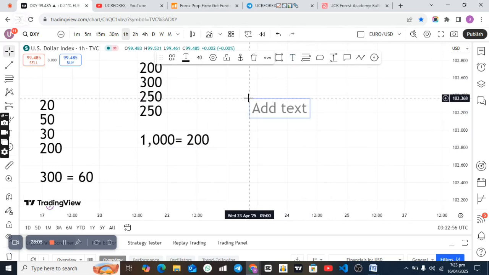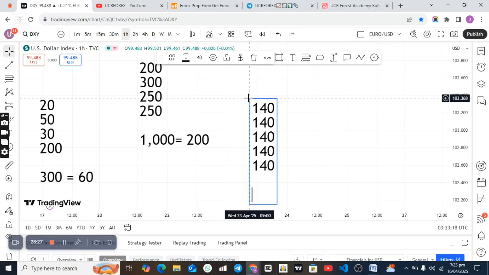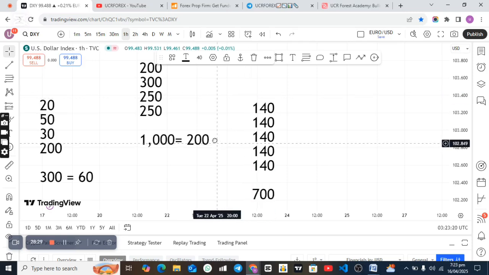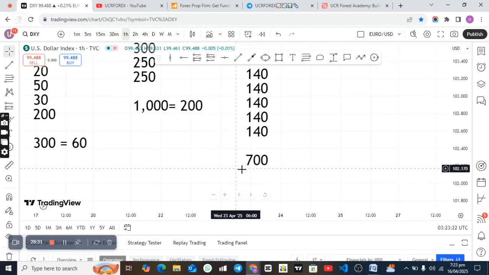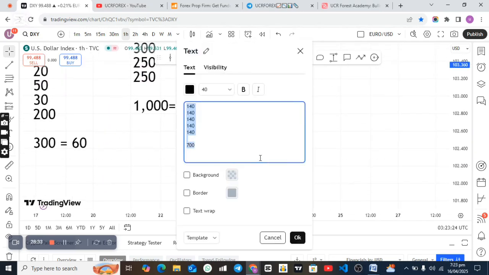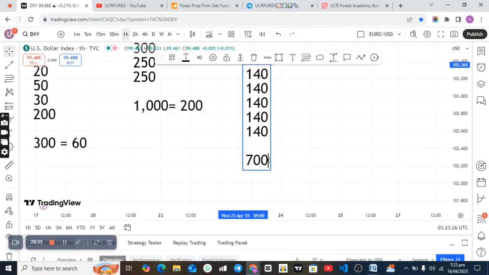Let's say you came to a setup and you made 140. The next one you made 140. The next one, 140. The next one, 140. The next one, up to five trades, you made 140. So the total profit here should be 700. That is your total profit, right? Remember, this was the five trades you took, and you made a total profit of 700.